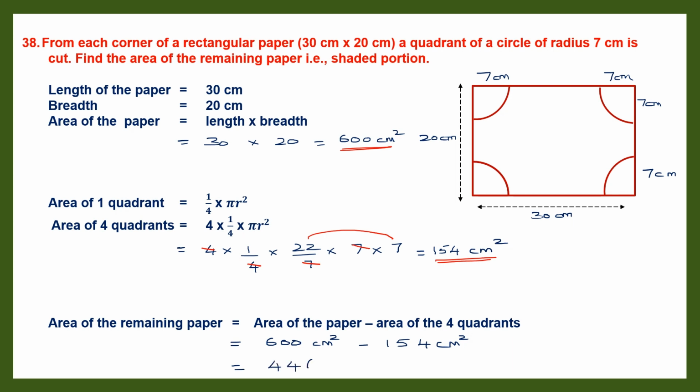446 centimeters square. So we have found the area of the remaining paper, and that is 446 centimeters square.